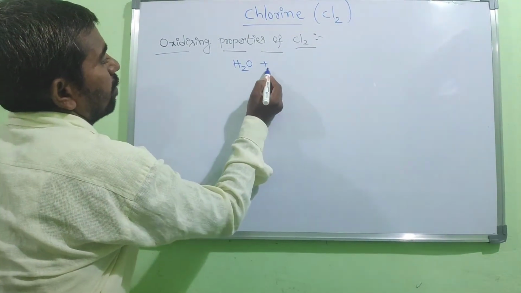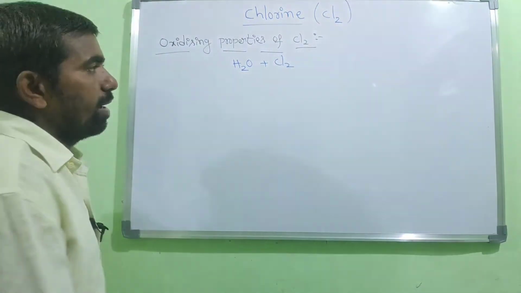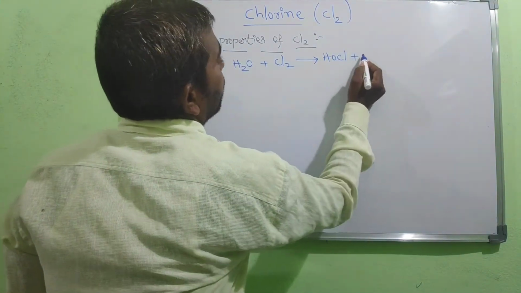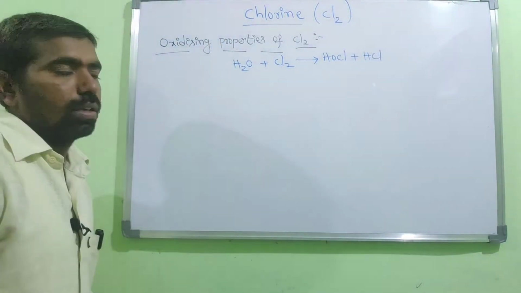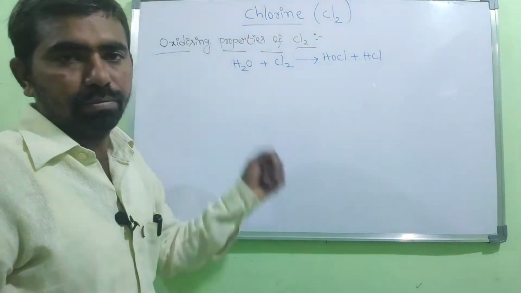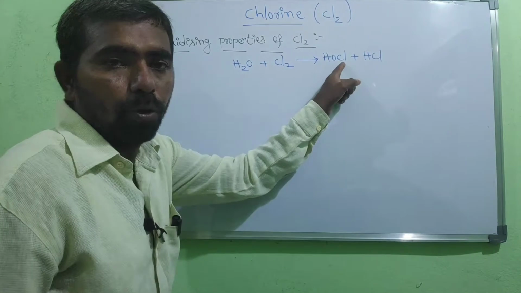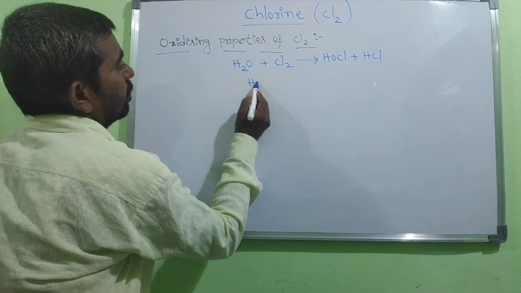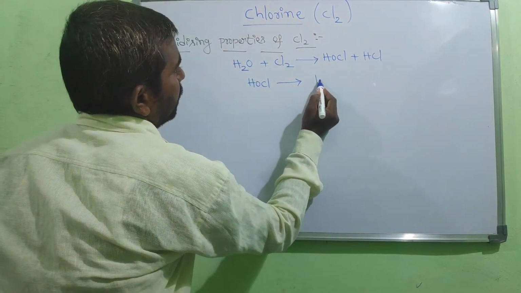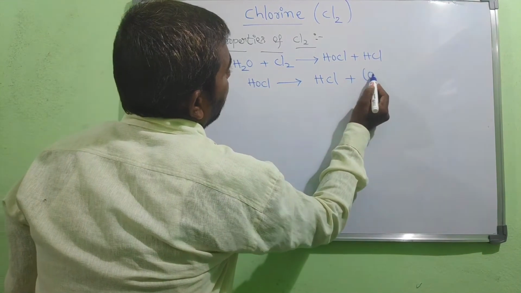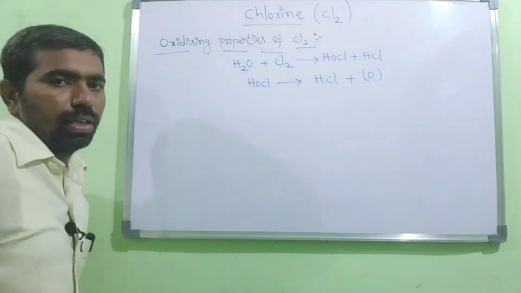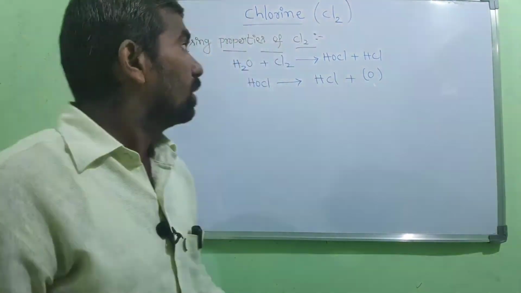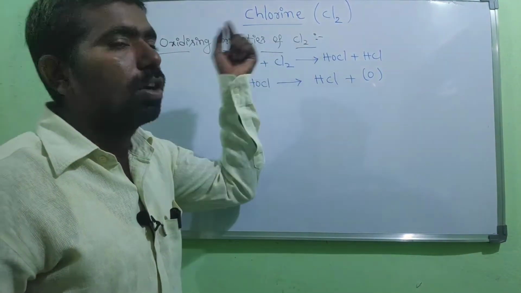I am taking H2O aqueous molecules. To this Cl2 is added. It forms HOCl plus HCl. When water molecules are added to chlorine, it forms hypochlorous acid and hydrochloric acid. And this HOCl again decomposes into HCl, and a newly born oxygen is there, that is generally known as nascent oxygen. This is responsible for the oxidizing characteristics of chlorine.